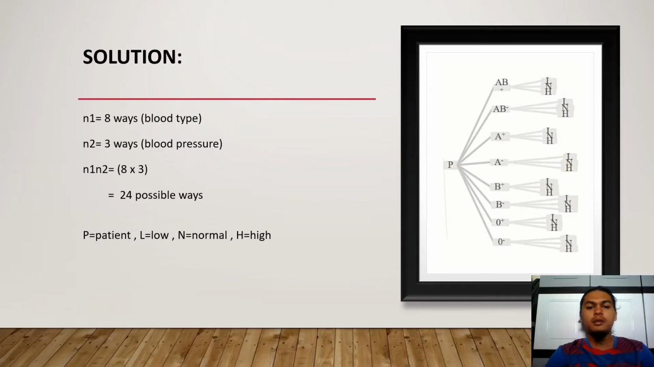This is the solution for question 2.22. First, we have to draw the tree diagram according to the information that has been given. For the first row, P stands for patient, the second row is the blood type, and the last row is the blood pressure, where L stands for low, N for normal, and H for high. To find the possible ways a patient can be classified, we just have to multiply the number of blood types and blood pressures. So 8 multiplied by 3, we will get 24 possible ways.